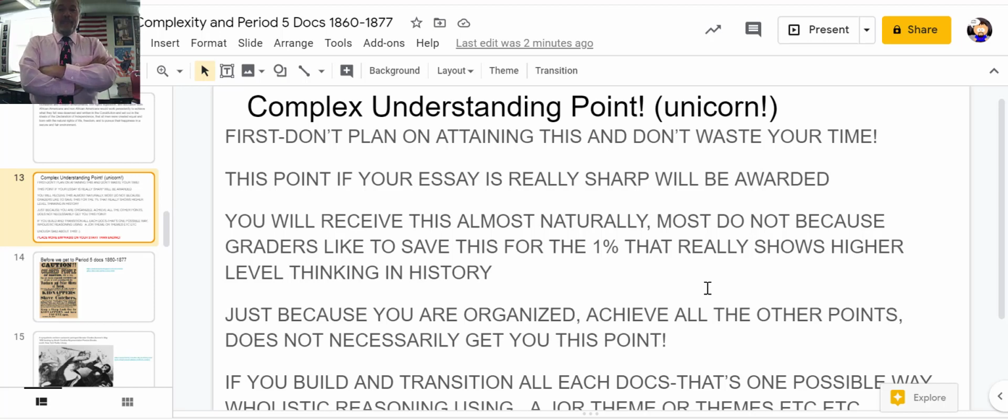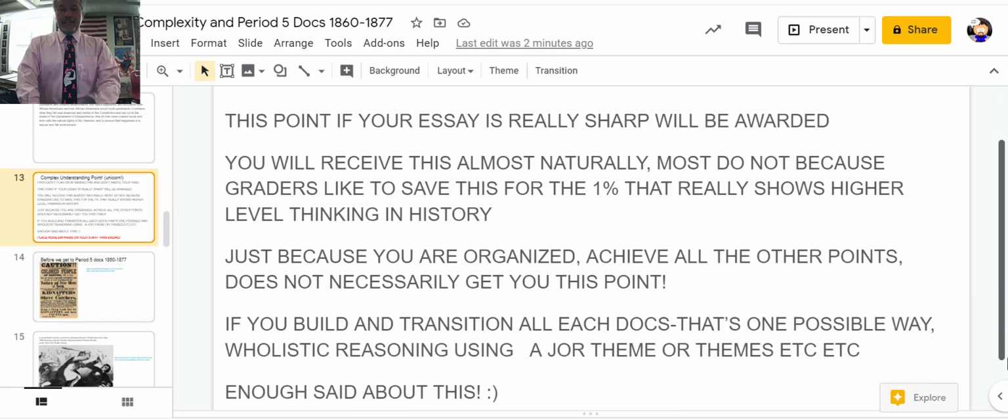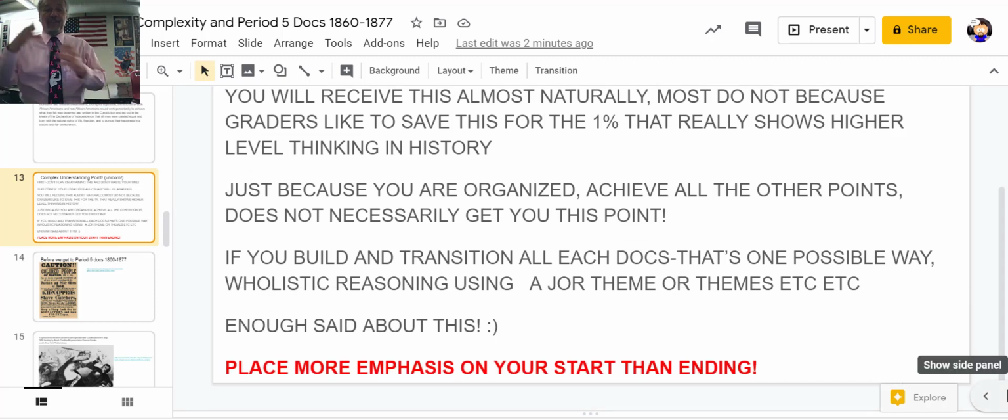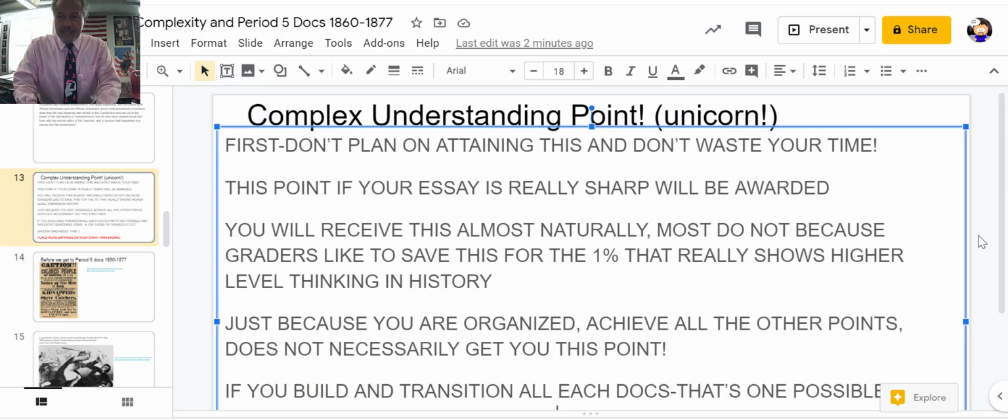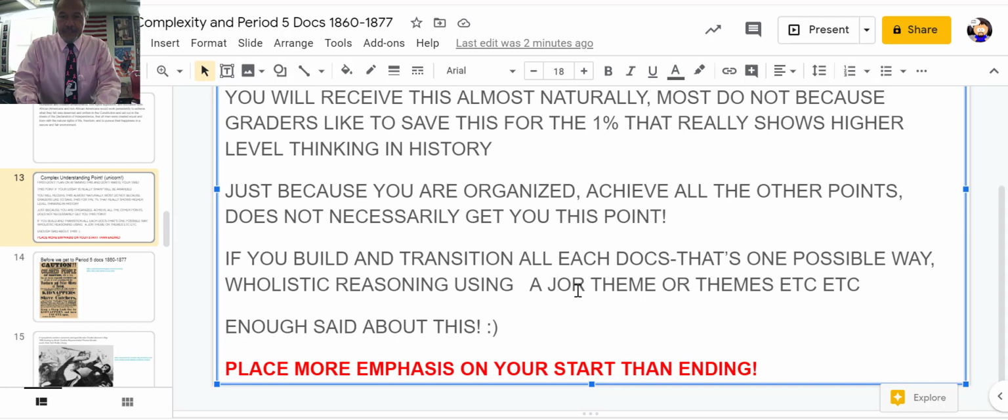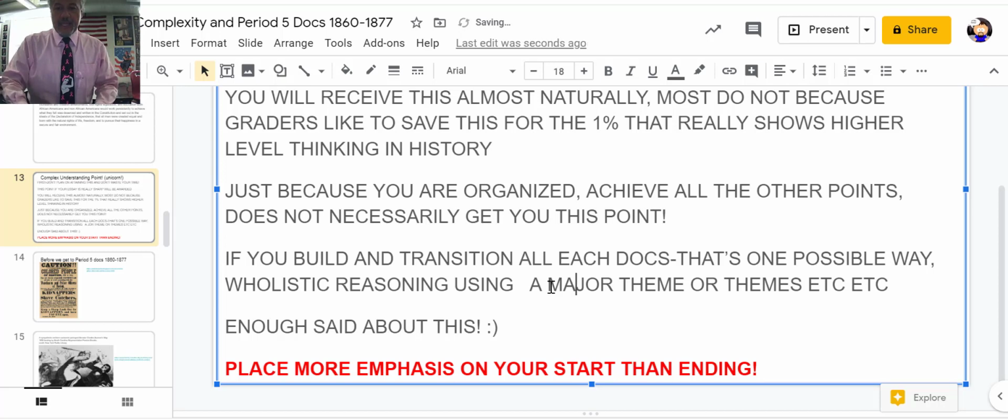That's why all the APUSH people that you see online and all the sites don't really put the biggest emphasis on here. If anything, the reason they award you this point may be because you're able to link each document, maybe relate and transition better with them. A major theme or themes that's all over your essay, and you're able to really conclude in a way that's just magnificent.